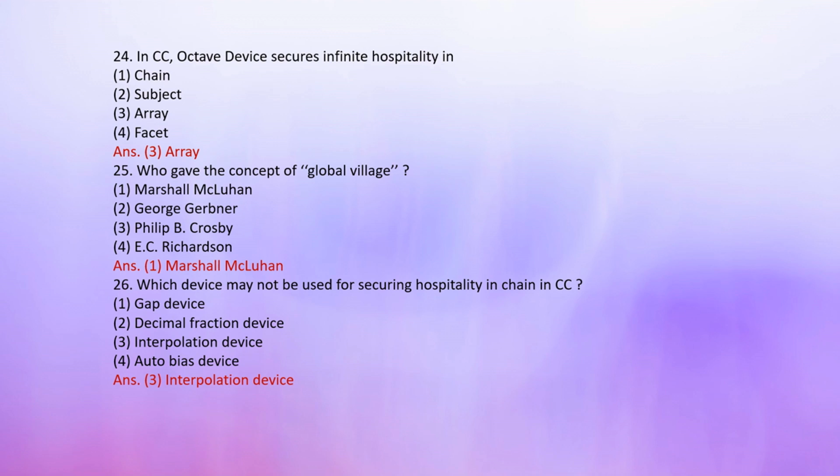Number 26. Which device may not be used for securing hospitality in chain in CC? Number 1 gap device, 2 decimal fraction device, 3 interpolation device, and 4 auto bias device, and correct answer is 3 interpolation device.